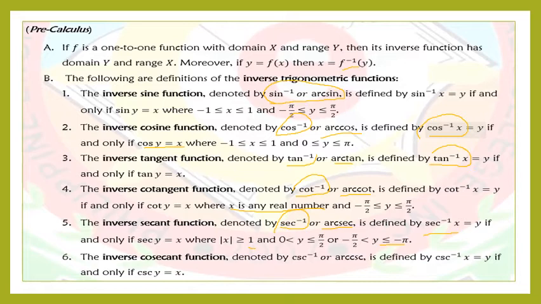Ang last na inverse function is the inverse of cosecant function. So, it is denoted by cosecant inverse, CSC, okay? Cosecant inverse or arc cosecant is defined by cosecant inverse of x equals y if and only if cosecant y equals x. So, the same si cosecant at saka si tangent na wala silang restriction, both x and y. And then the other four inverse functions is may restriction sila sa x and y.